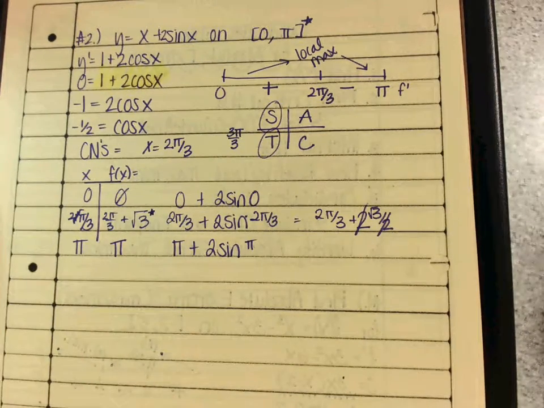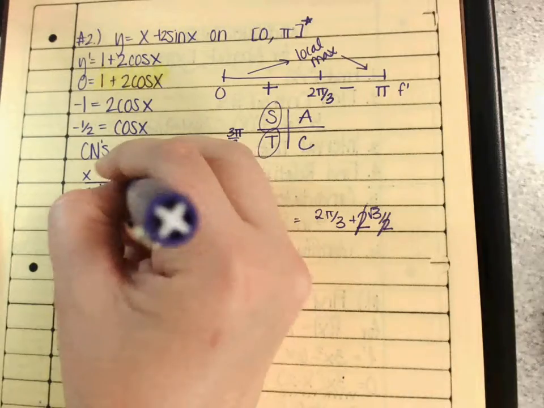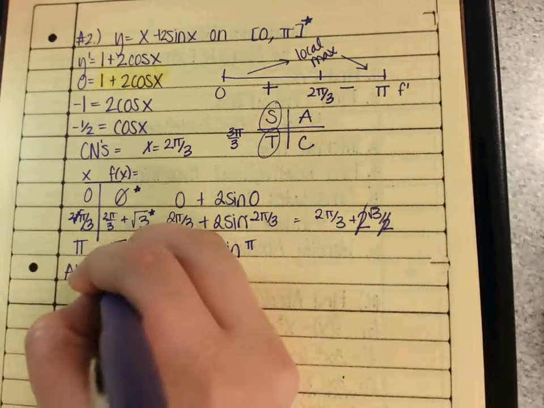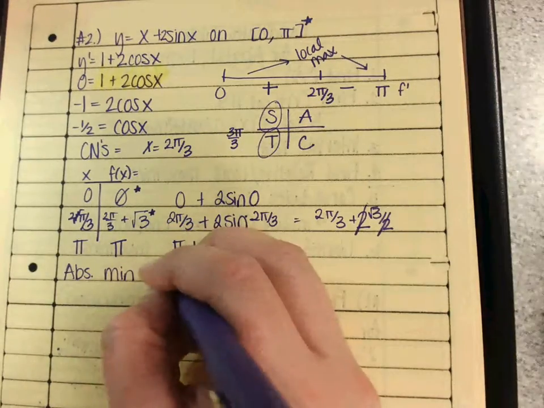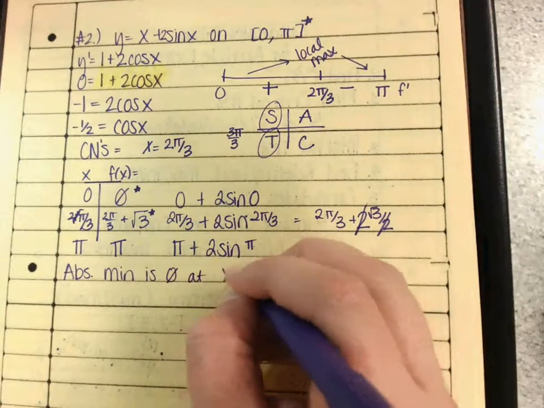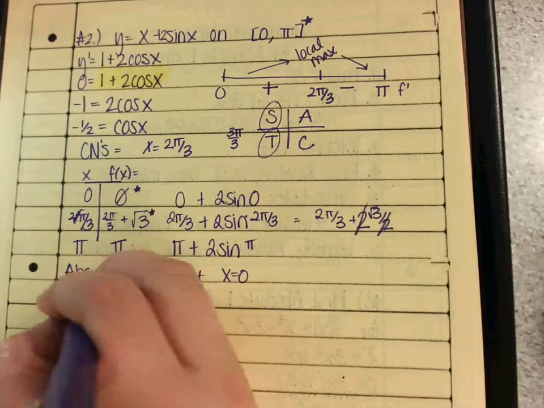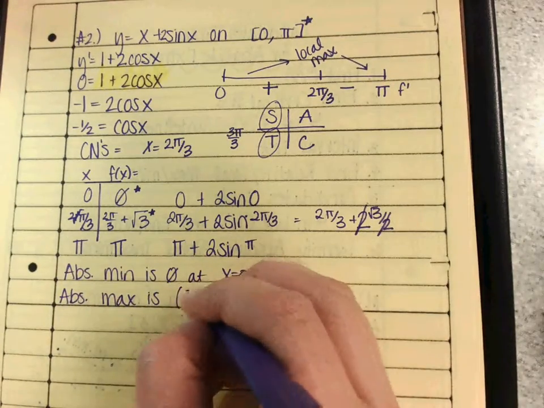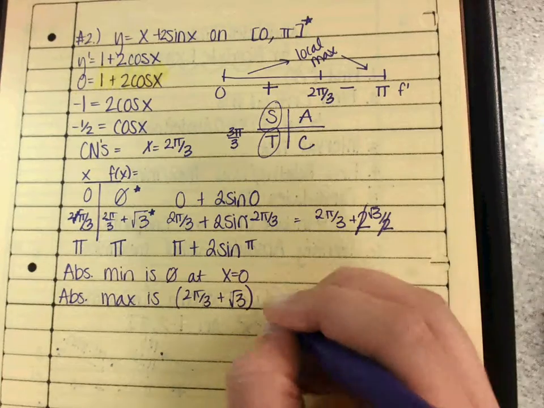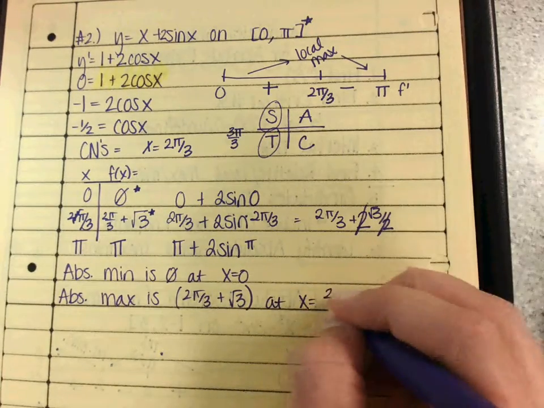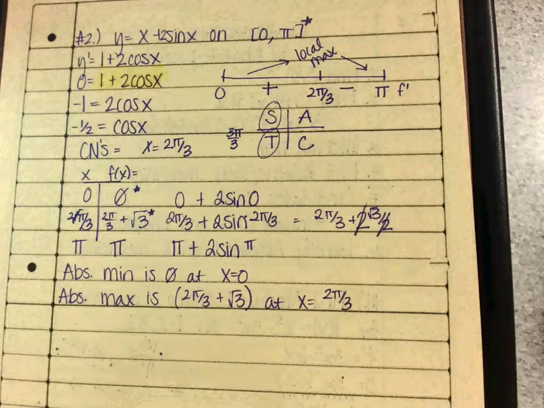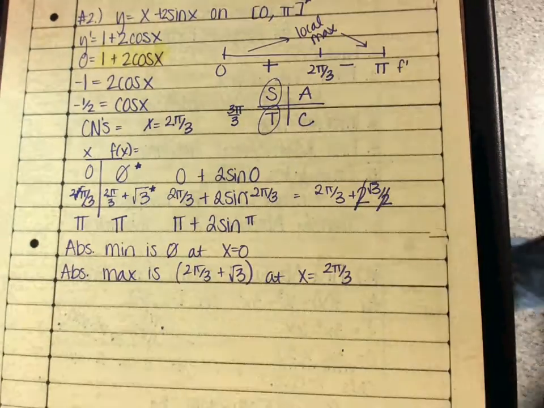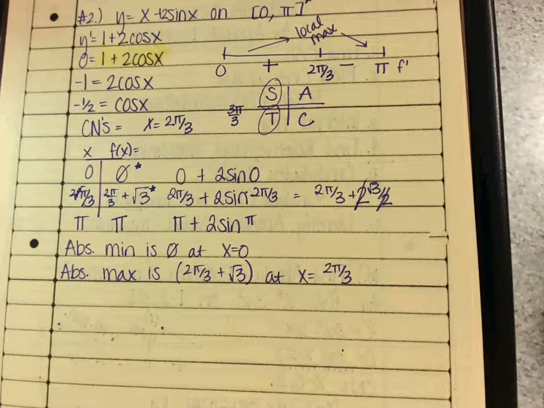What will my absolute min be? 0. So your absolute min is 0 at 0. Your absolute max is 2 pi thirds plus square root 3 at x equals 2 pi thirds. Okay? Alright, 2 more left.